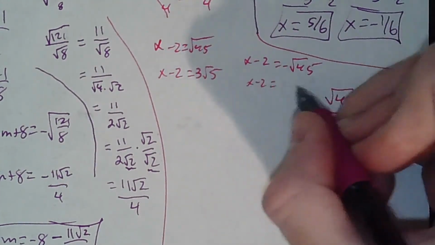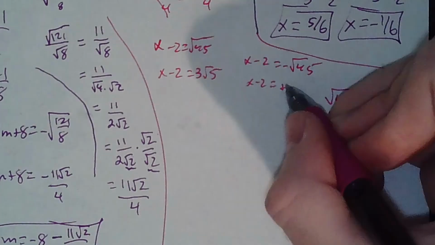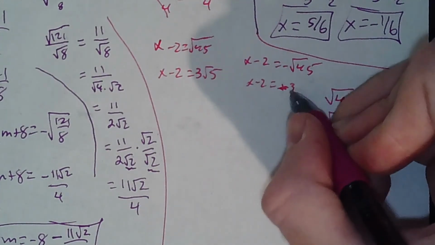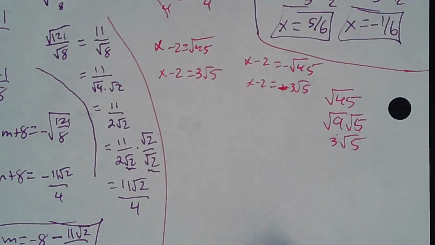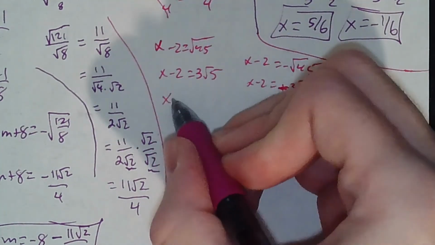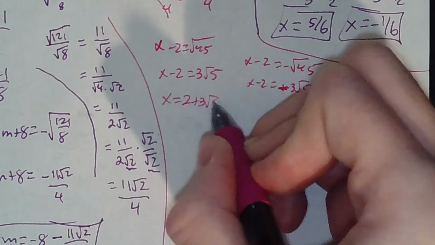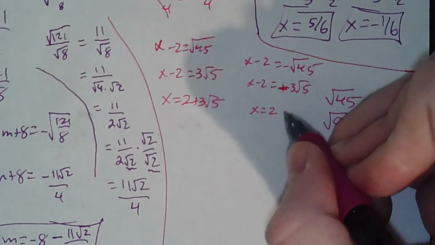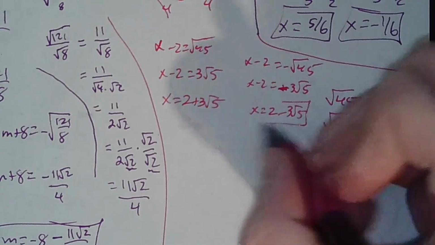X minus 2 equals 3 square root of 5. X minus 2 equals negative 3 square root of 5. That's a negative sign. And we're all done. X equals 2 plus 3 rad 5, and x equals 2 minus 3 rad 5.